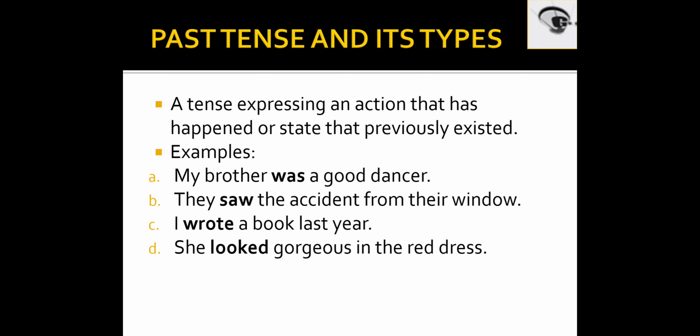Next we come up to the past tense and its types. A tense expressing an action that has happened or state that previously existed is the past tense. For example, my brother was a good dancer. They saw the accident from their window. I wrote a book last year. She looked gorgeous in the red dress. All these examples are past tense.